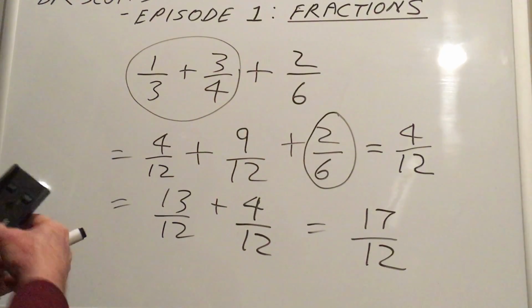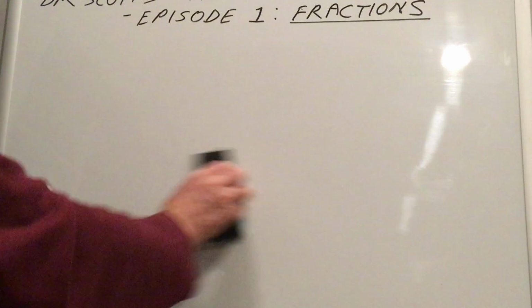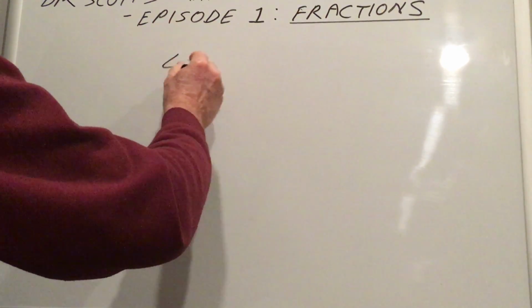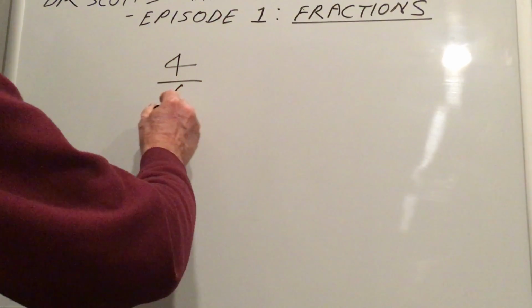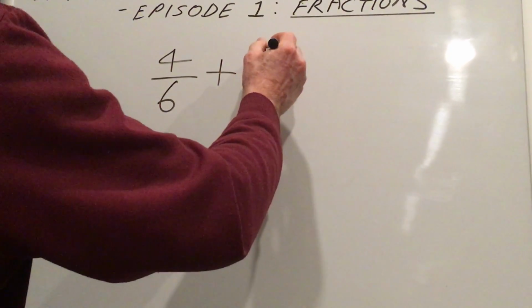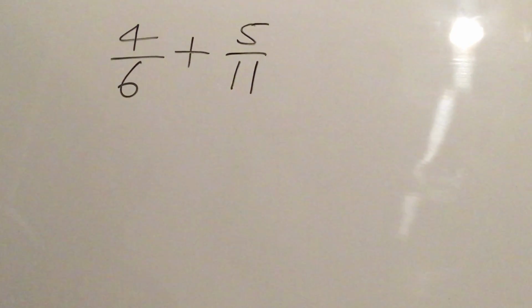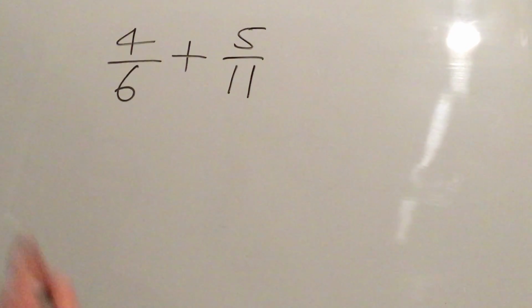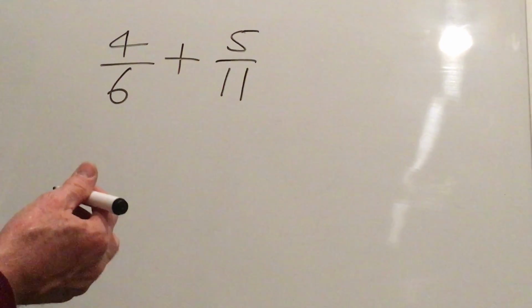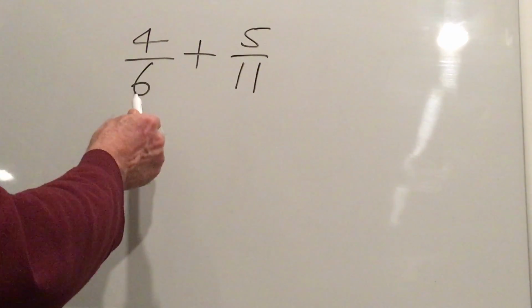So when I started this little talk on adding fractions, I said to you, you will confidently be able to add these two fractions together. So let's do it anyway, because I know you can do it now, but let's do it anyway. We want the same denominator on the bottom. We've got a 6 and 11.